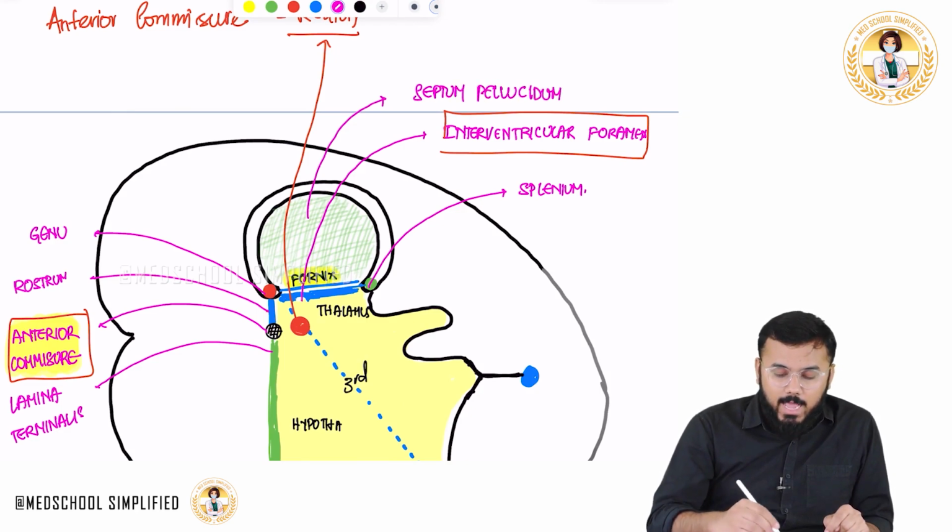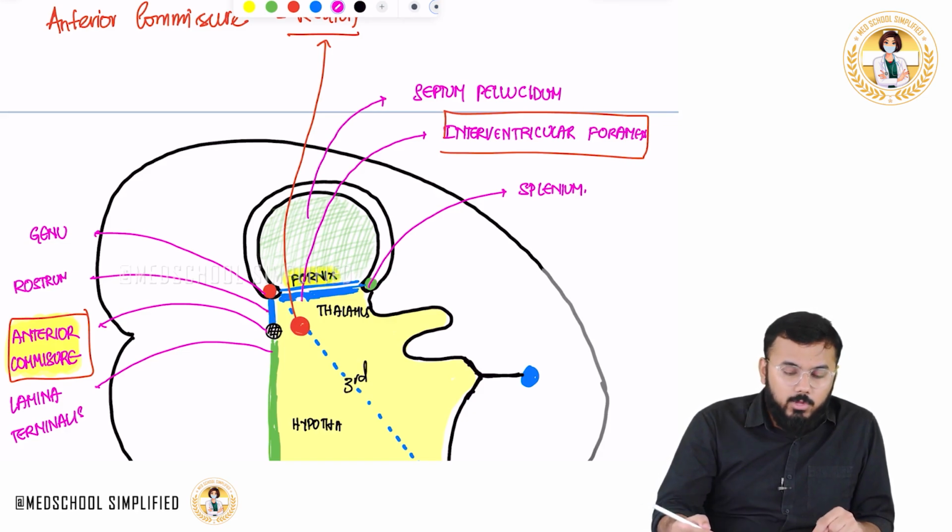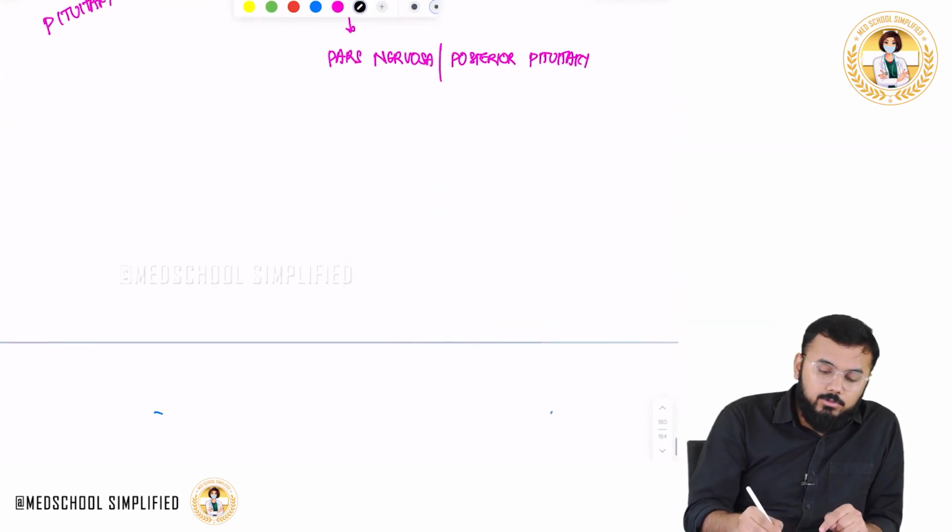Septum pellucidum. Actually, it looks as if from the red colored part, that is the genu, all the way till the splenium, your septum pellucidum is attached all over the corpus callosum. No, actually this is how your septum pellucidum is attached.